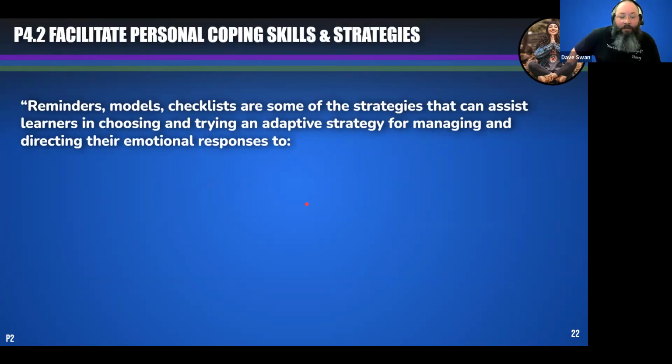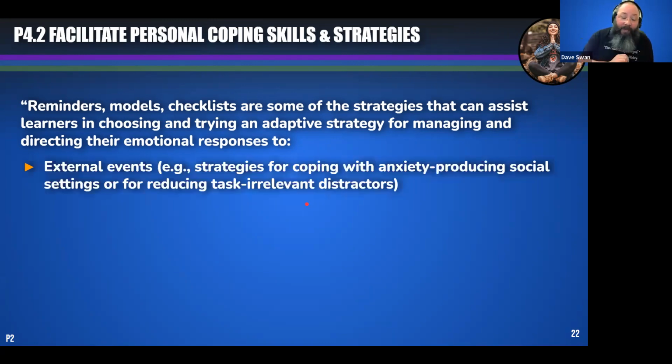And you'll see how closely this aligns with what we just got done talking about, which is reminders, models, checklists. These are some of the strategies that can assist learners in choosing and trying an adaptive strategy for managing and directing their emotional responses to the following things. External events. So strategies for coping with anxiety-producing social settings or for reducing task-irrelevant distractors.